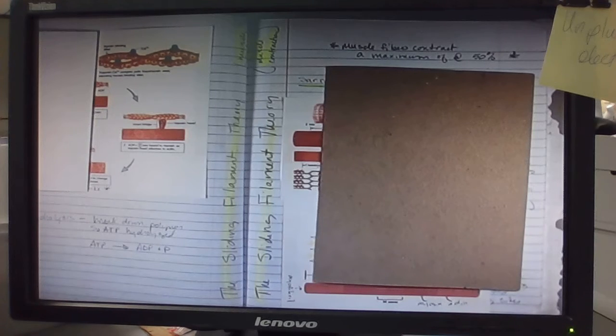So this is the sliding filament theory. Muscle contractions are called the sliding filament theory because we're looking at that actin and myosin filaments and how they kind of interact with each other in order to contract a muscle.